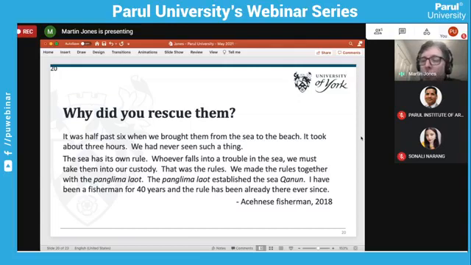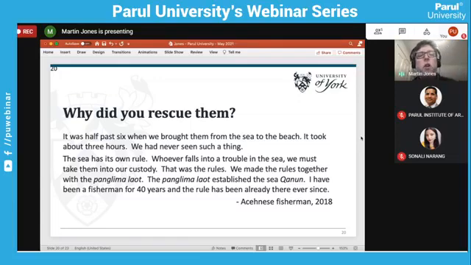And as this quote from one of the Acehnese fishermen, I think, suggests, there's something a bit complicated going on that does have something to do with the law when these fishermen set out to rescue the Rohingya.